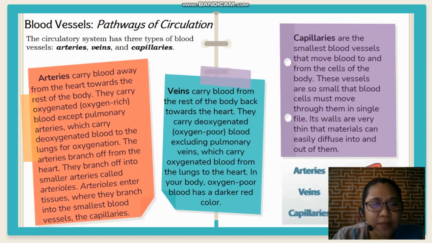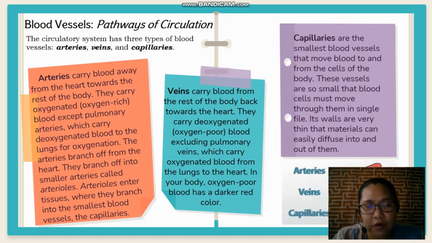Arteries carry blood away from the heart and towards the rest of the body. They carry oxygenated, or oxygen-rich, blood, except for the pulmonary arteries, which carry the deoxygenated blood to the lungs for oxygenation. Later on, I am going to present a diagram of the heart that shows where the pulmonary arteries are located. They branch off into smaller arteries called arterioles. Arterioles enter tissues where they branch into the smallest blood vessels, the capillaries.